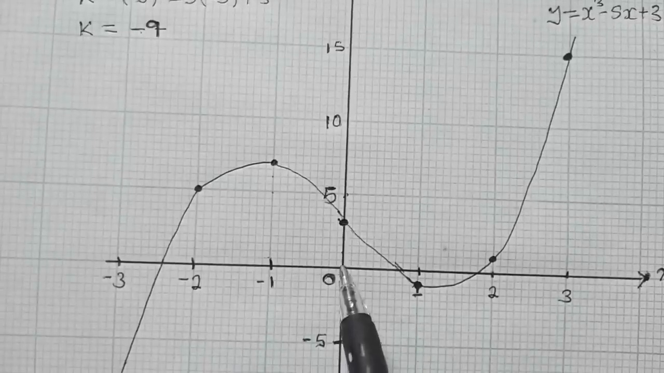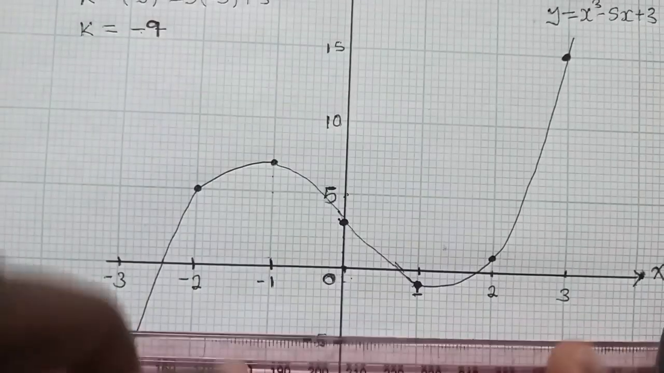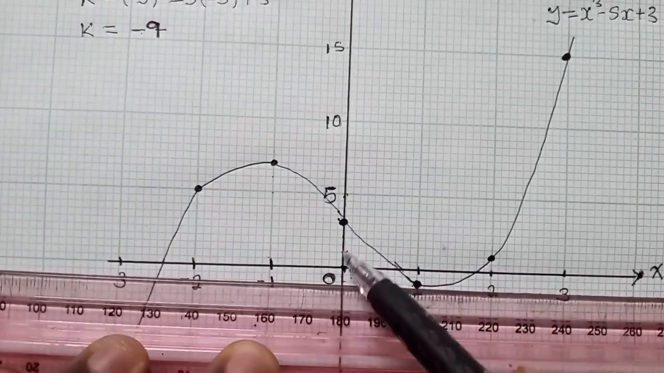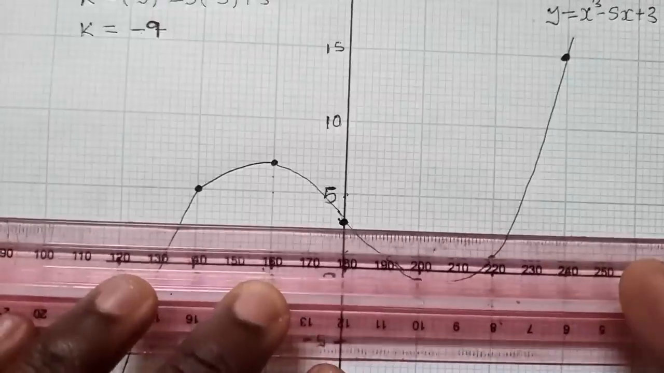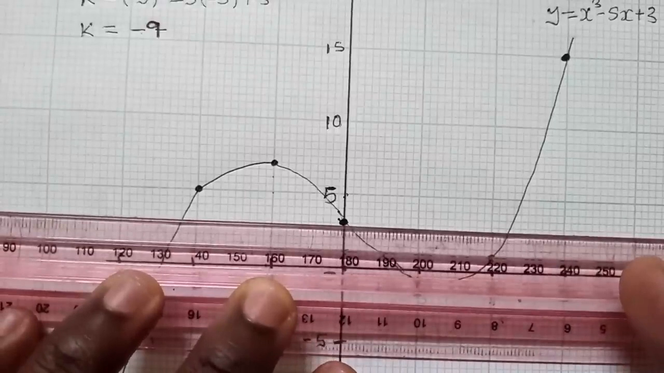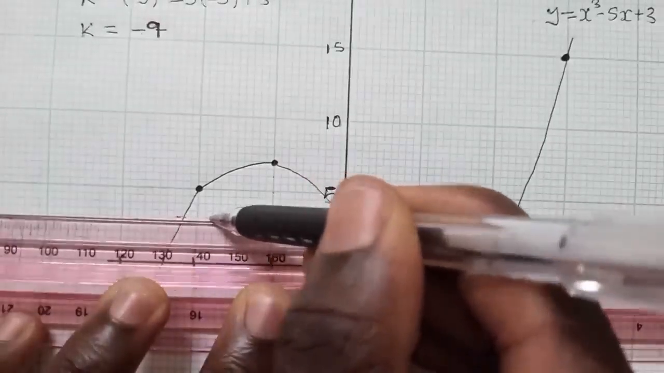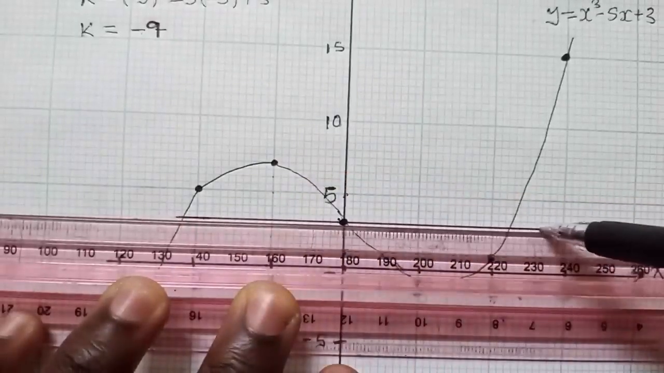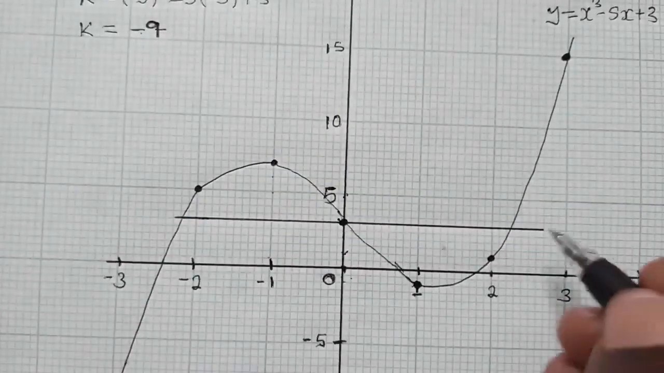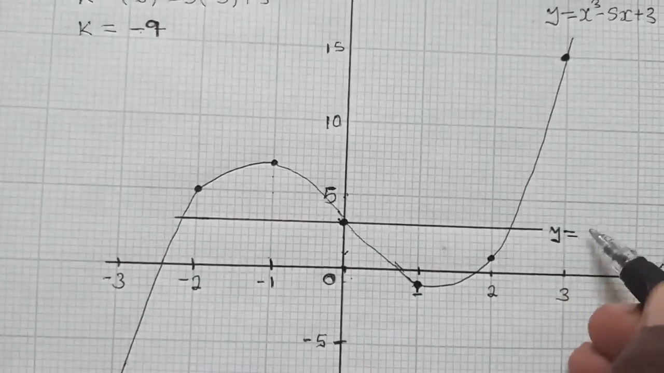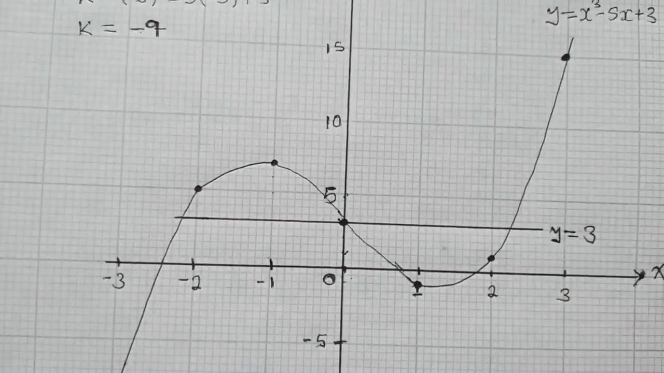So y is equal to 3 is right here. So this is the 1, 2, 3. So it's right here. So make your graph like that. I mean your line, or you graph your line, or you draw your line. So this is the line. Even put that this is y is equal to 3.